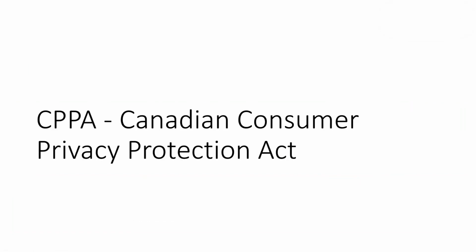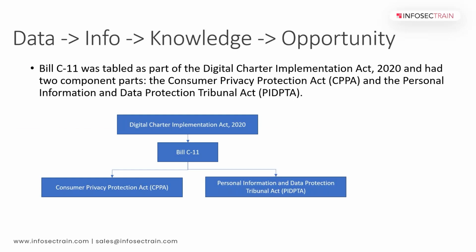Okay, let's move to CPPA, the Canadian Consumer Privacy Protection Act. This one is not a new one. In fact, they had other acts as part of that. Actually, they had the Digital Charter Implementation Act, which is a bigger one. It's a big umbrella of acts. And part of that is Bill C-11, which has two parts. One is the Consumer Privacy Protection Act, the one we are talking about now. And the second one is the Personal Information and Data Protection Tribunal Act. So we are talking only about the Consumer Privacy Protection Act, which is part of Bill C-11, which got introduced.